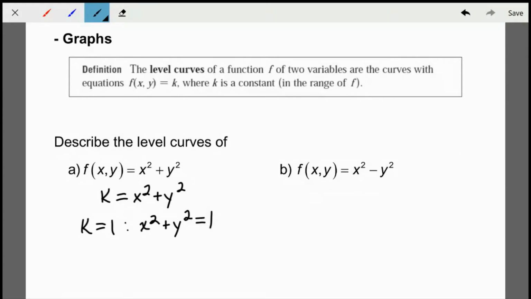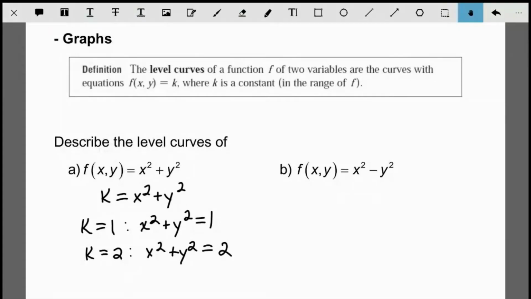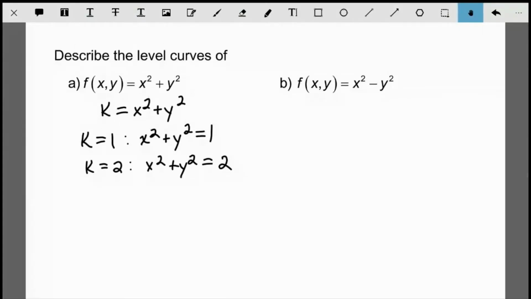And everybody knows what that looks like. That would be a circle with a radius of 1 centered at the origin. Or we could say k is equal to 2. If we did k is equal to 2, again, we'd have x squared plus y squared is equal to 2. And that would give me a circle with the center at the origin with a radius of the square root of 2. So in the end, what we're creating there are concentric circles.